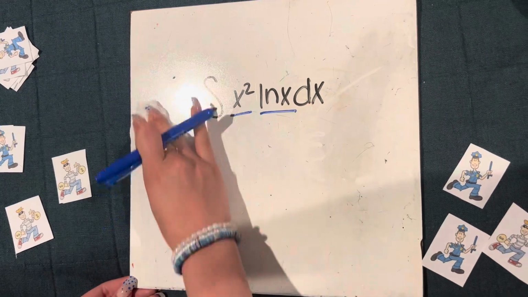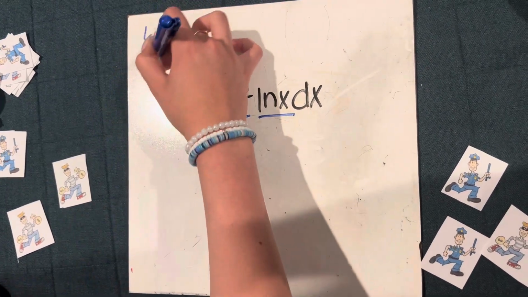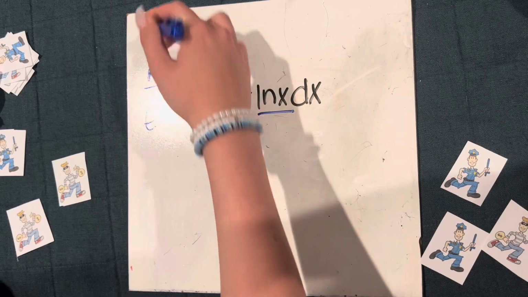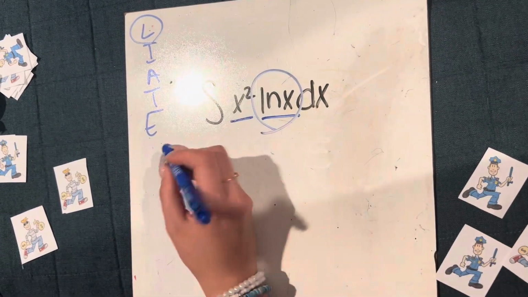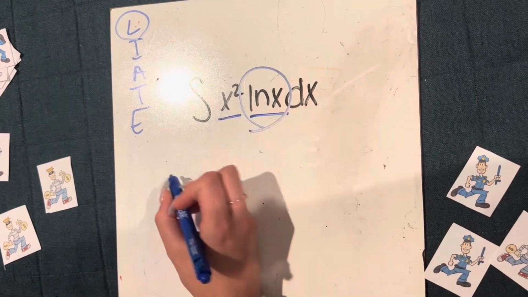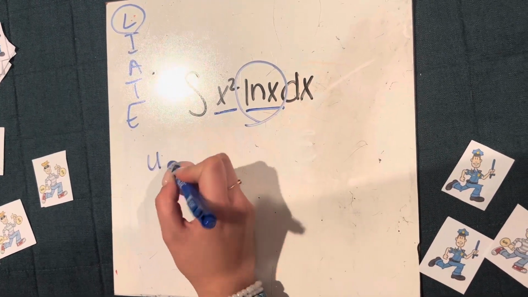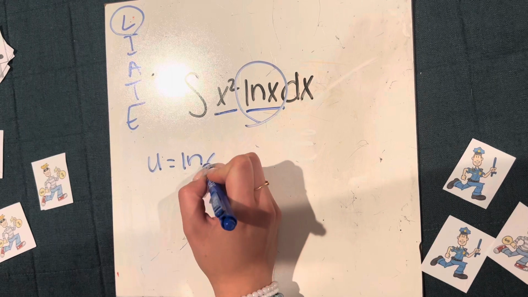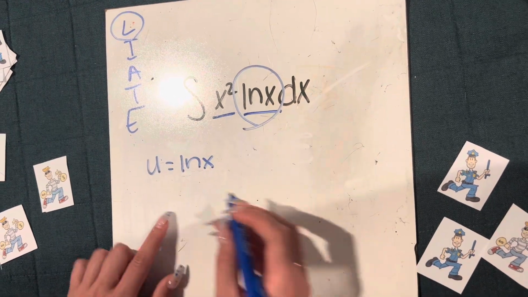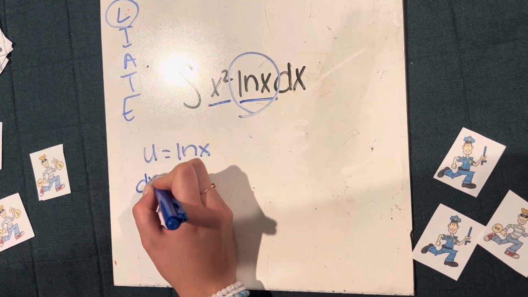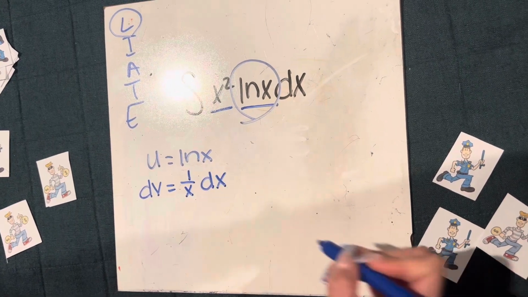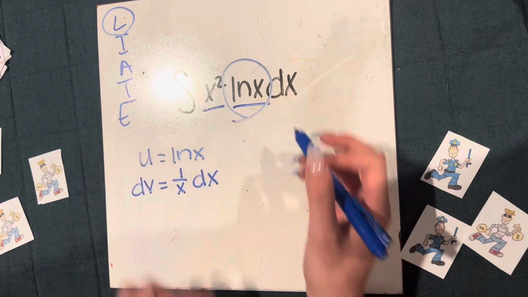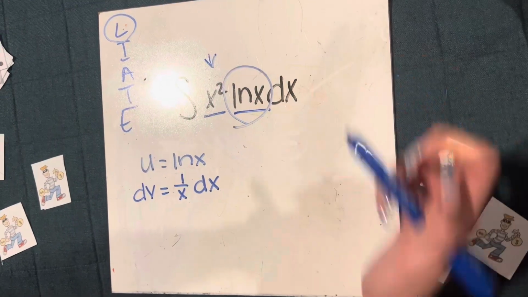So based on what we have in our original equation, we're going to start with the L because we have a natural log. So we're going to make this the cops. So the cops, we're going to make a U, and it's going to be the natural log of x. So then when we take the derivative of this to separate them from the group, we get 1 over x, and then dx for the derivative. So that means that the x squared is going to be the robbers.